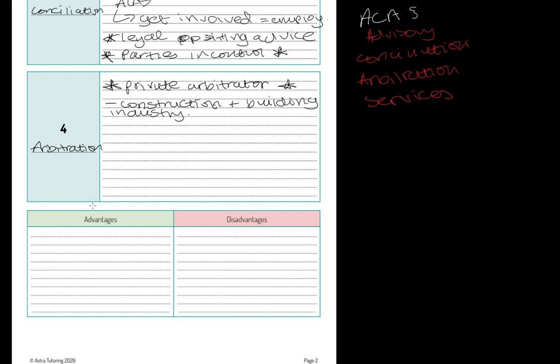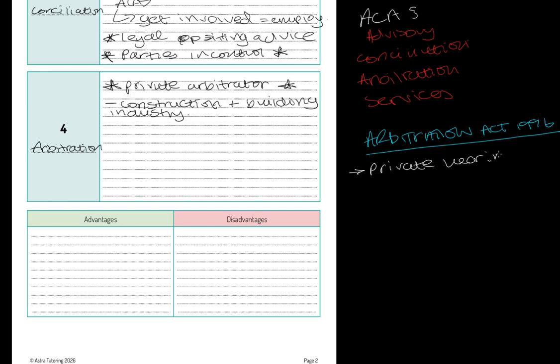The construction and the building industry. Now, there is an act that I want to draw your attention to. The Arbitration Act of 1996. What this allows parties to do is have a private hearing. Okay, so it tends to be not public.